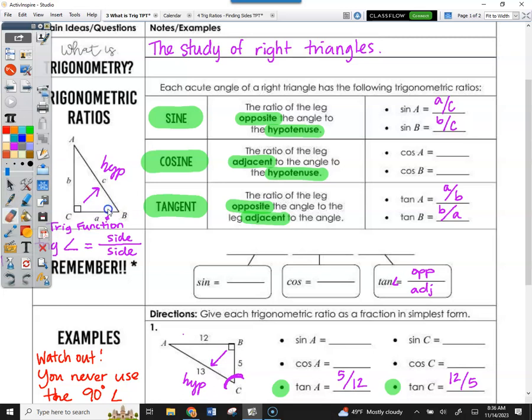All right, now we're going to practice writing it for cosine. Cosine is adjacent over hypotenuse. So from angle A, what is considered adjacent to angle A? Meaning touching it, but not the hypotenuse. B, right? And then what is considered the hypotenuse? C. Okay, now we're going to switch to angle B. What's adjacent to angle B? Little a. And then what's the hypotenuse? C.